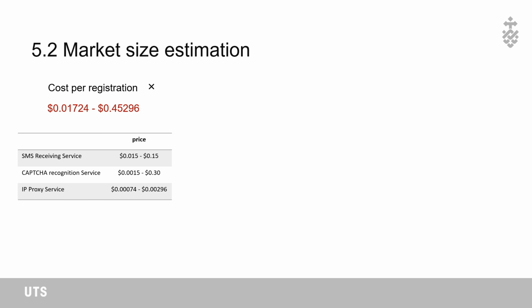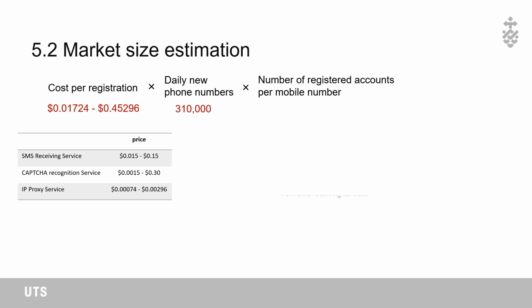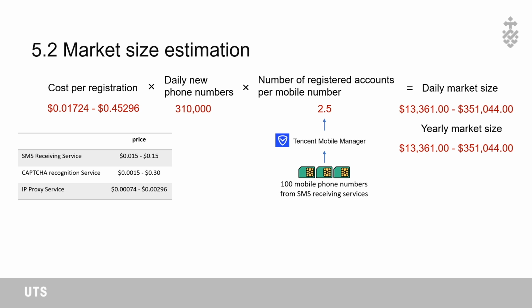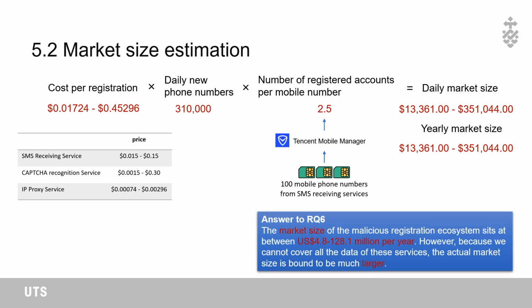Next, we try to calculate the market size. First, we collect the price for each service and add them together as the cost per registration. Then we multiply by the average daily new phone numbers, and the last one is the number of accounts created by each phone number. We manually checked 100 mobile phone numbers with the Tencent Mobile Manager. The result is 2.5, and now we can get the result. It's about 4.8 to 128.1 million per year.